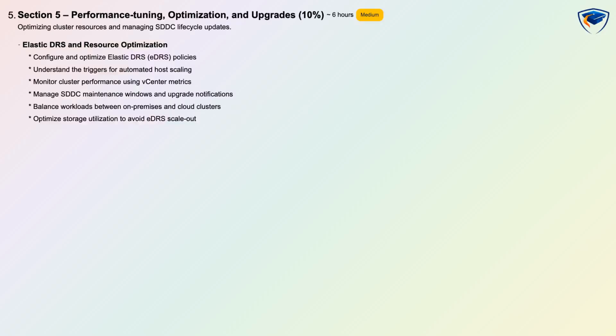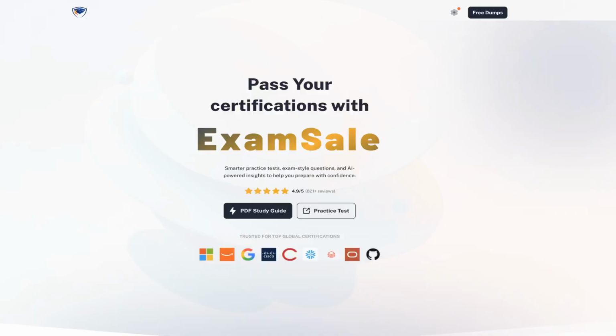The domain also explains balancing workloads between on-premises and cloud clusters and optimizing storage utilization to avoid unnecessary EDRS scale-out events. That concludes the syllabus overview for the VMware Cloud on AWS Master Services Competency Specialist Exam 2019. Use the domain weights, difficulty levels, and topic focus to plan hands-on practice and conceptual study, and good luck preparing for the exam.